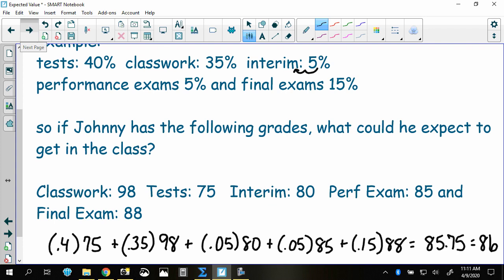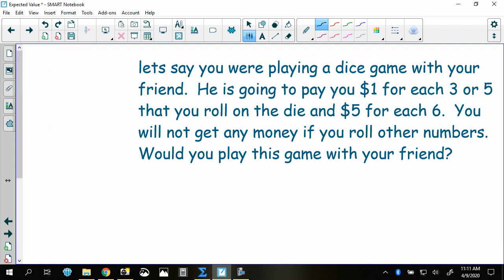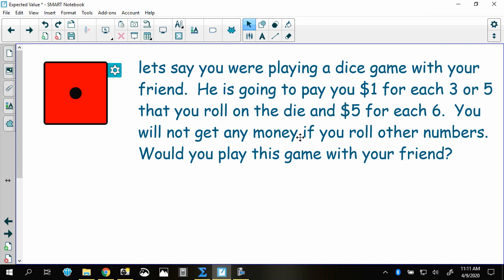Now, we can also do some fun things like games with expected value. So let's say you're playing a dice game with your friend. He's going to pay you $1 for each 3 or 5 that you roll on the die, and he's going to pay you $5 for each 6 that you roll. So you will not get any money if you roll the other numbers. Would you play this game with your friend?